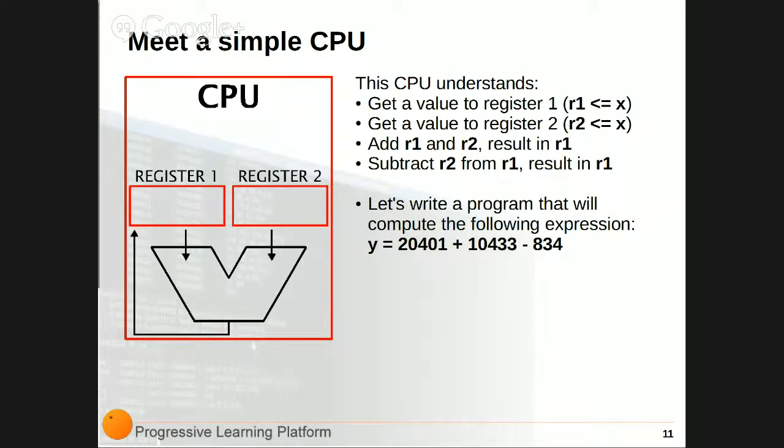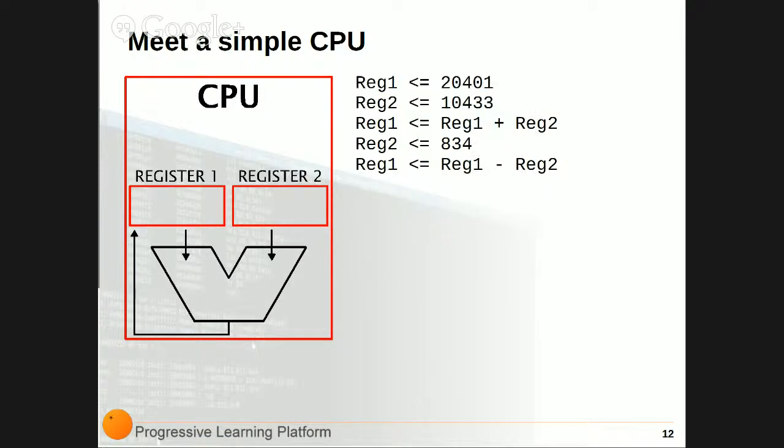Two? Definitely more than two. You need at least two to get the values in there. But since you only have two registers, you can't have three at the same time, right? Does it make sense? Well, let's step through this.